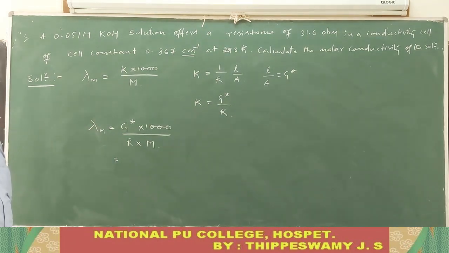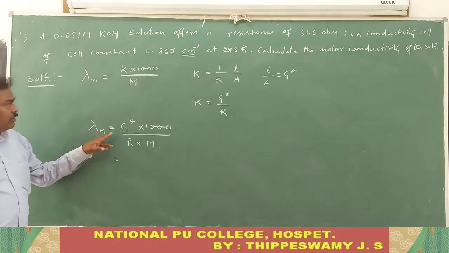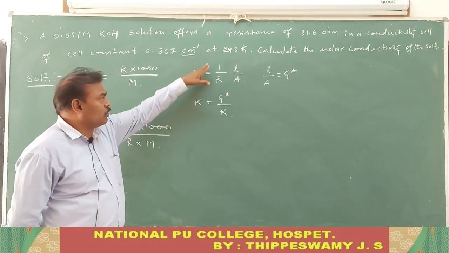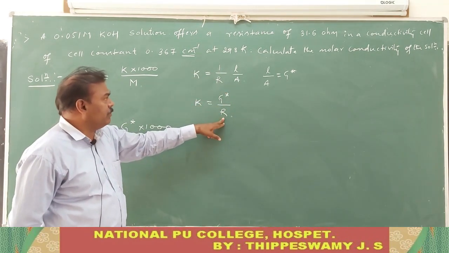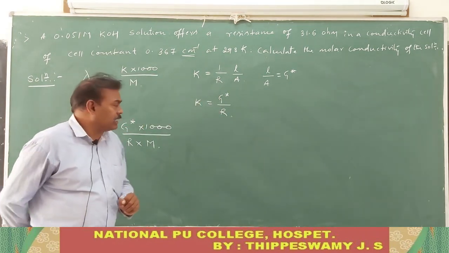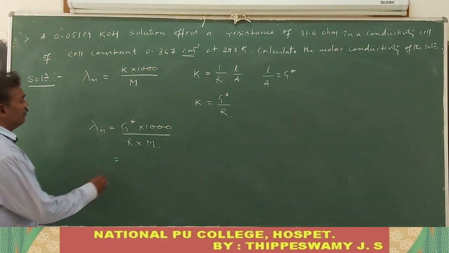Calculate the molar conductivity. I think all of you followed, because here the value of K is not given, so you have to see the relation. K is equal to 1 by R and L by A, or K is equal to G star by R, because L by A is equal to G star only. G star is nothing but the cell constant. Now what is the value of the cell constant given?